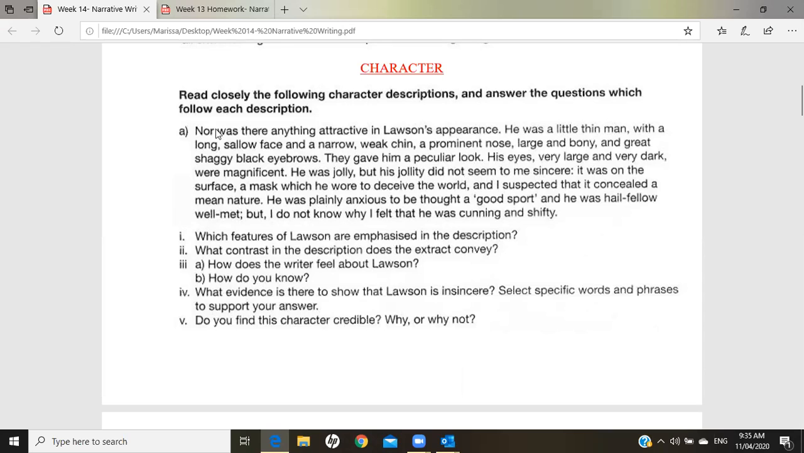So let's look at the paragraph. Nor was there anything attractive in Lawson's appearance. He was a little thin man with a long, sallow face and a narrow, weak chin, a prominent nose, large and bony, and great shaggy black eyebrows. They gave him a peculiar look. His eyes, very large and very dark, were magnificent. He was jolly, but his jollity did not seem to me sincere. It was on the surface a mask which he wore to deceive the world, and I suspected that it concealed a mean nature. He was plainly anxious to be taught a good sport, and he was hail fellow well met. But I do not know why I felt that he was cunning and shifty.